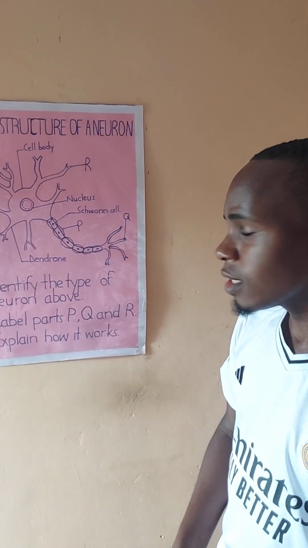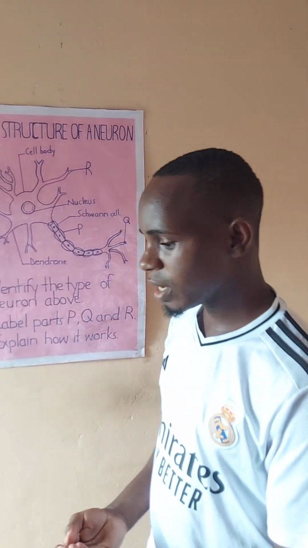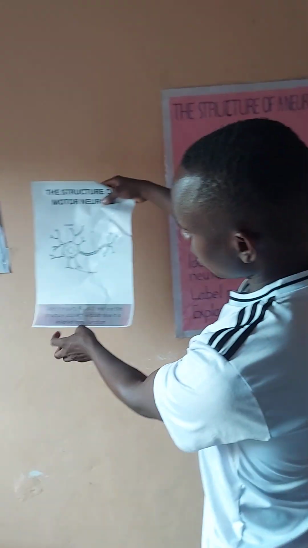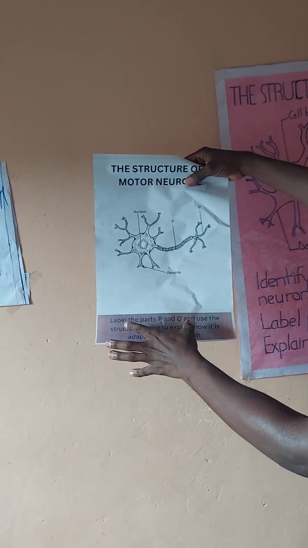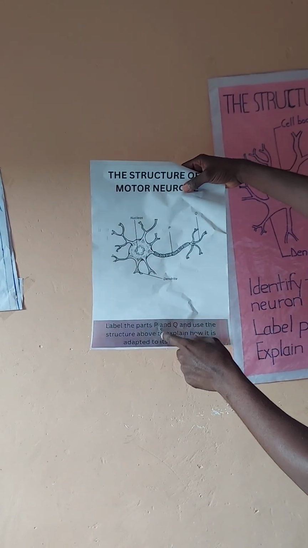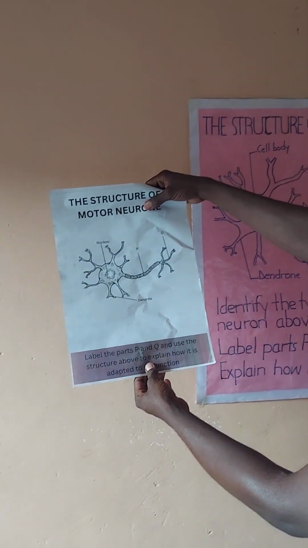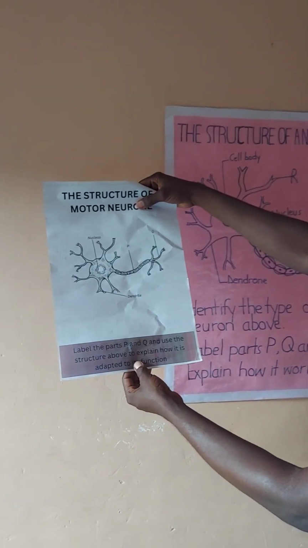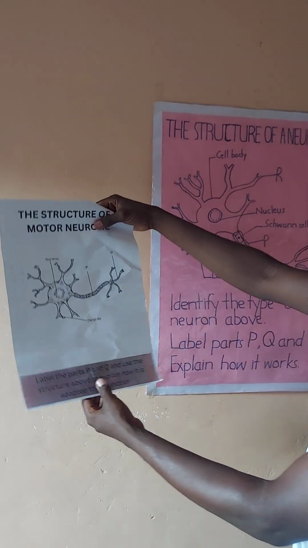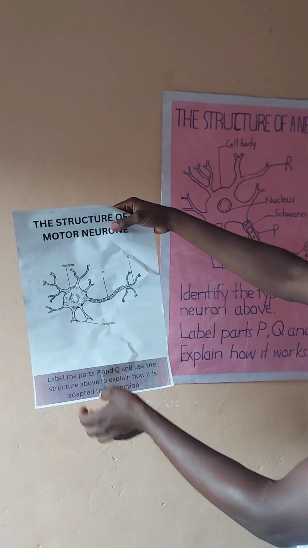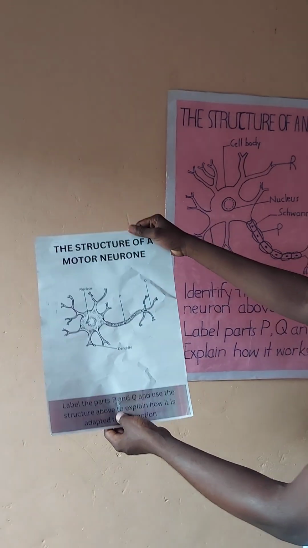I'm eagerly waiting to mark your assignment. It is on this chart down here. I want all of you to explain in detail the functioning of those parts and how the motor neuron is adapted to its functioning. Thank you so much.